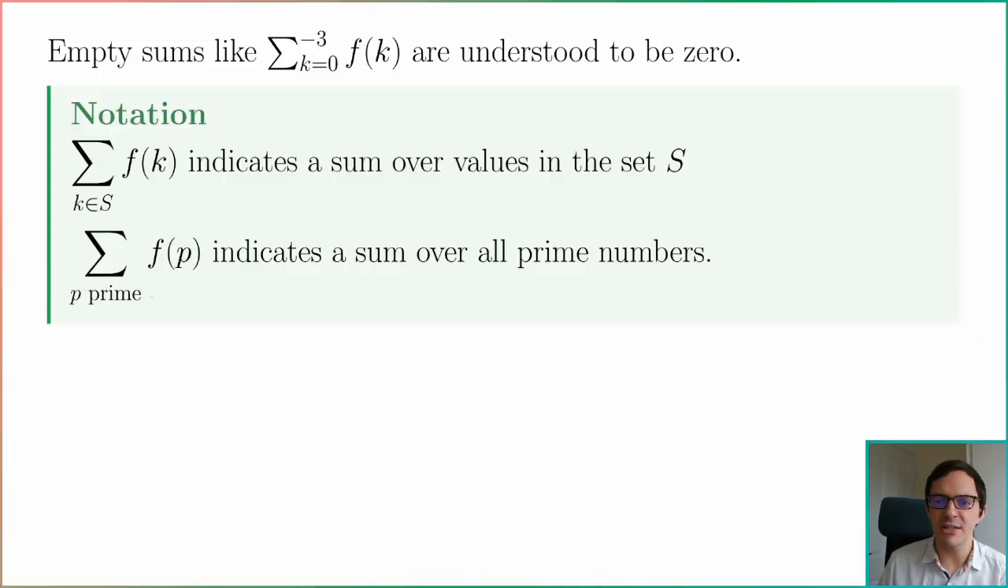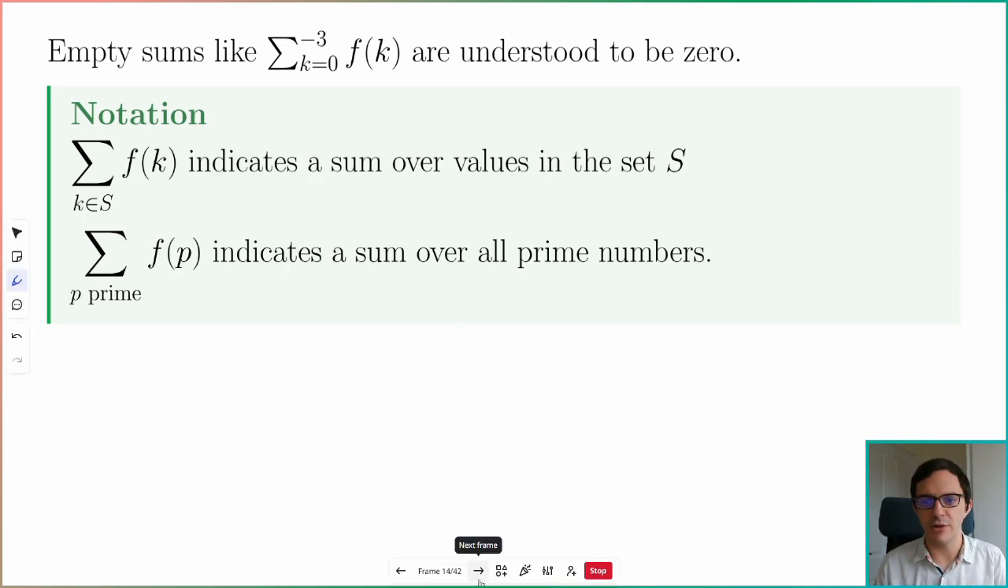Oh, I should say that empty sums, things like if the stop condition is less than the start condition, that sum's understood to be 0. It's a sum with no terms, which by convention we say is 0. Not to be confused with the sum from k equals 0 up to 0, which does include f of 0. So if you start at 0 and stop at 0, if a is equal to b, maybe 0, then you get some value for your sum. Okay, so that's notation for sums.